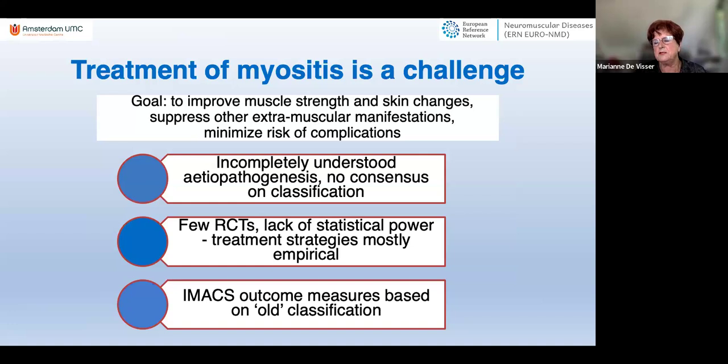The pathogenesis is not completely understood. I already mentioned the classification. There is as yet not a final consensus on classification. Up till now, there are few RCTs. There's usually a lack of statistical power. After all, myositis is a very rare disease, and most treatment strategies are mostly empirical. And the outcome measures, I will talk about that later, are based on the old classification, including polymyositis.